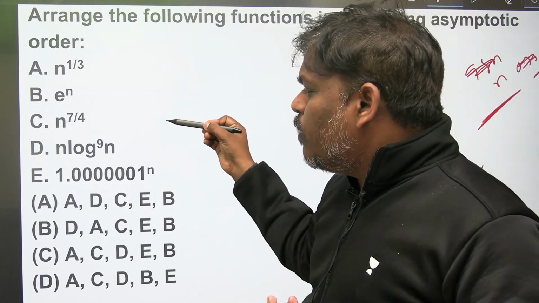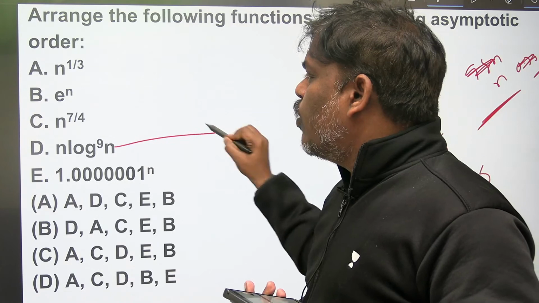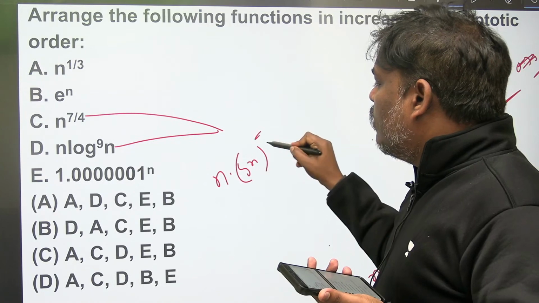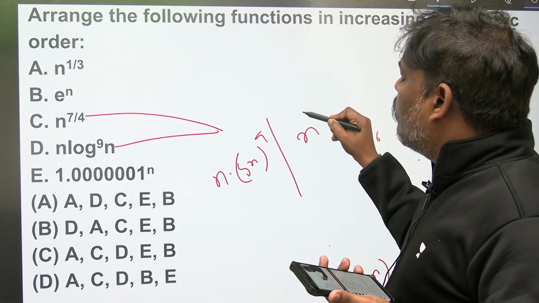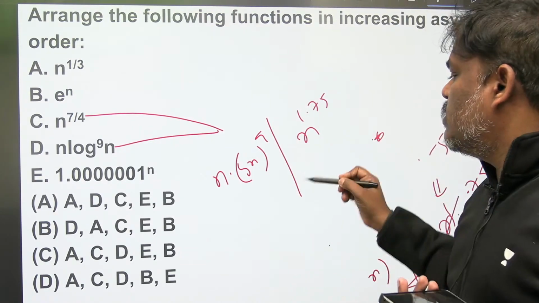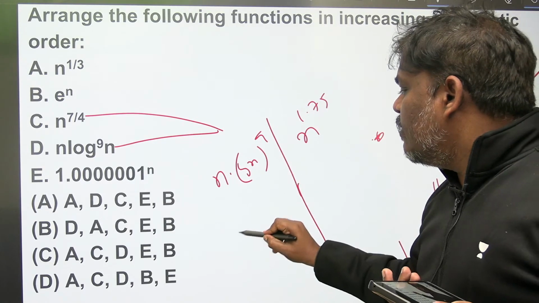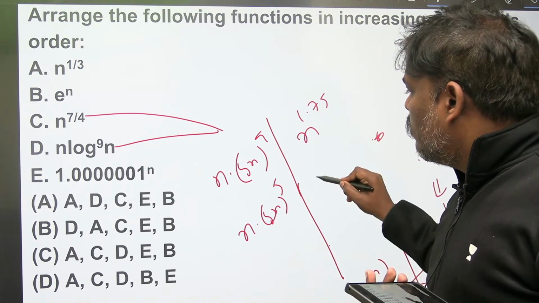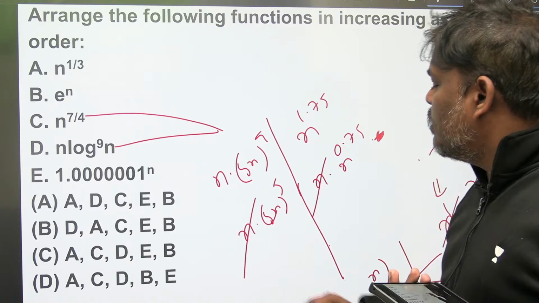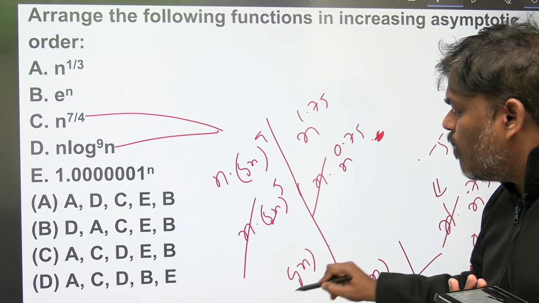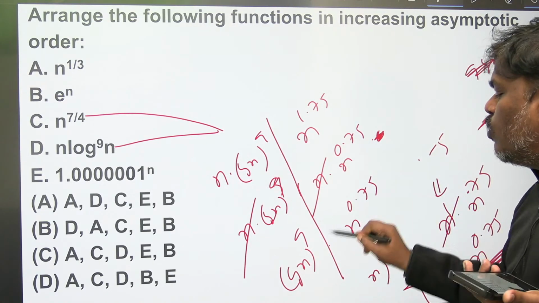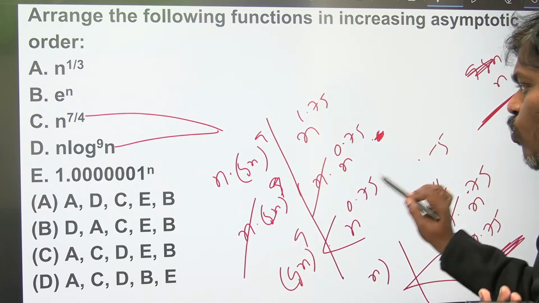These two, who is bigger? Everyone listen, this is the only point. One side is n into log n whole power 9, the other side is n power 1.75. Who is bigger? This is the only thing required. Common things cancel. So one side is log n whole power 9, the other side is n power 0.75. The polynomial is bigger. That's it. This is the only discussion.